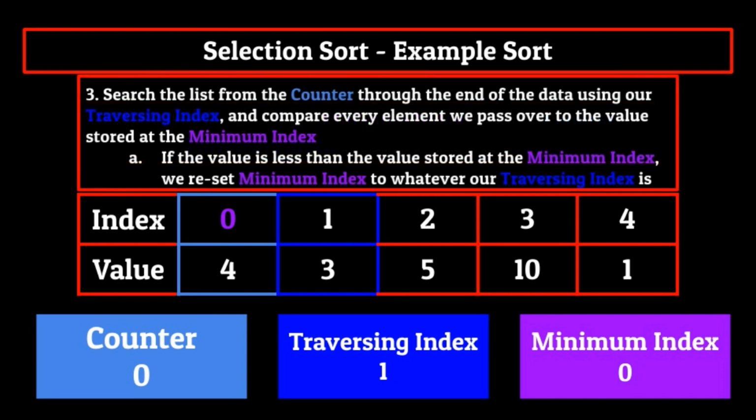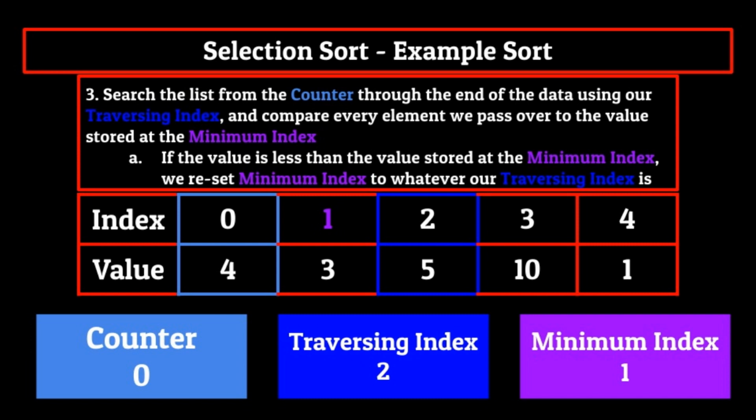We start at the traversing index and compare the value at that location to the one stored at the minimum index. Immediately, we see that the stored value at our traversing index, the integer 3, is less than the value stored at the minimum index, the integer 4. Therefore, we set the minimum index to be 1 instead of 0, since we now know that that contains the minimum value so far. Moving on, we increase our traversing index by 1 and continue along our list.